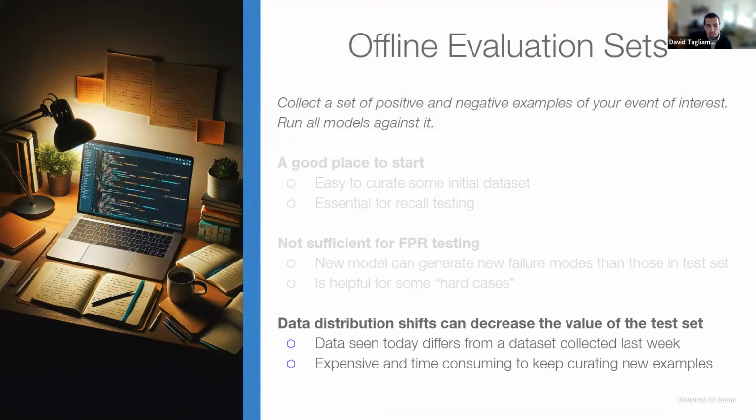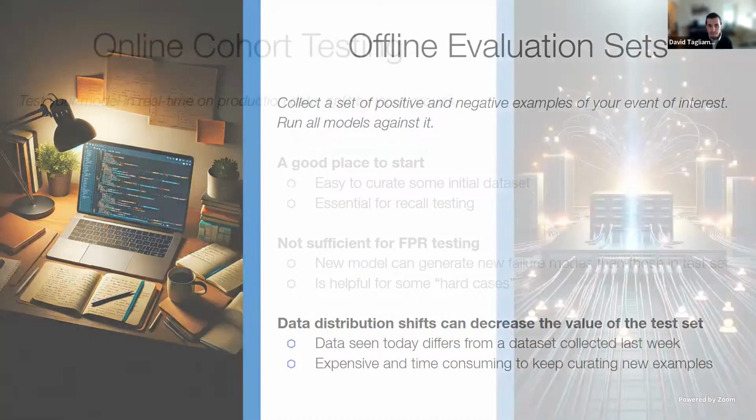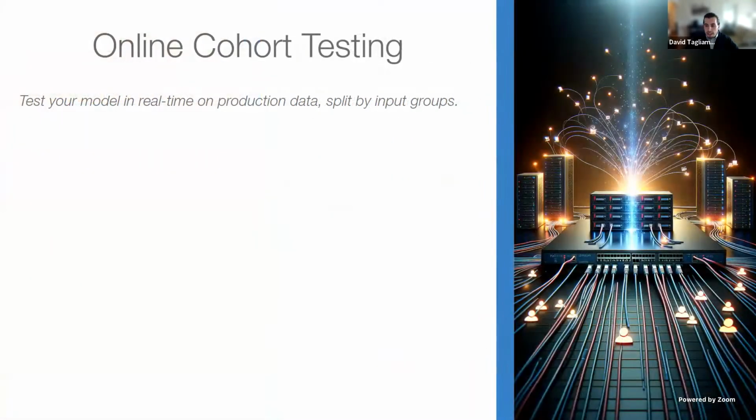And then finally, depending on your domain, data distribution shifts can be a problem. This is the idea that data you collected last week is different than the data you're going to run inference on this week. And to address this, you typically need to keep collecting data, and this can be quite expensive and time-consuming to curate new data sets. So even though it's maybe easy to curate an initial one, the idea of continuously curating data sets can be quite time-consuming. So if offline doesn't work, well, what about online testing?